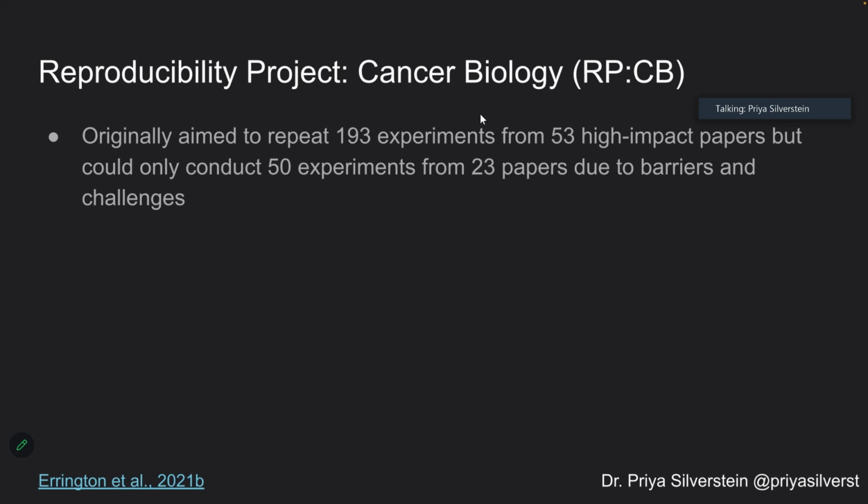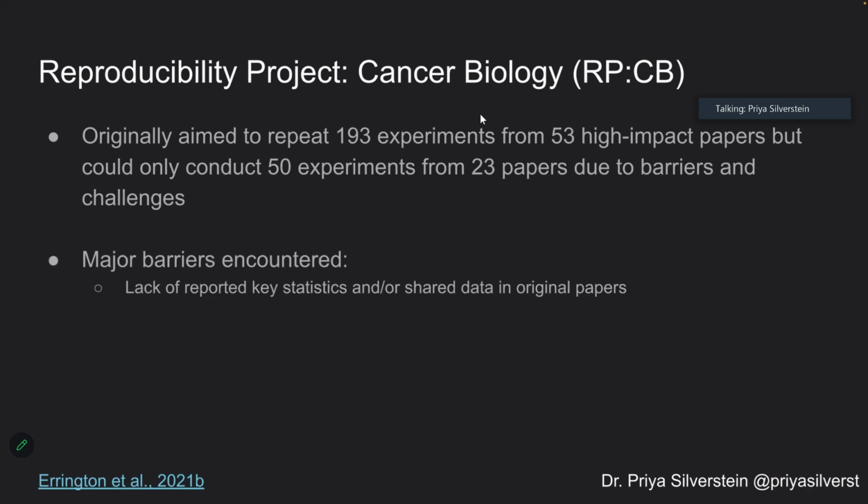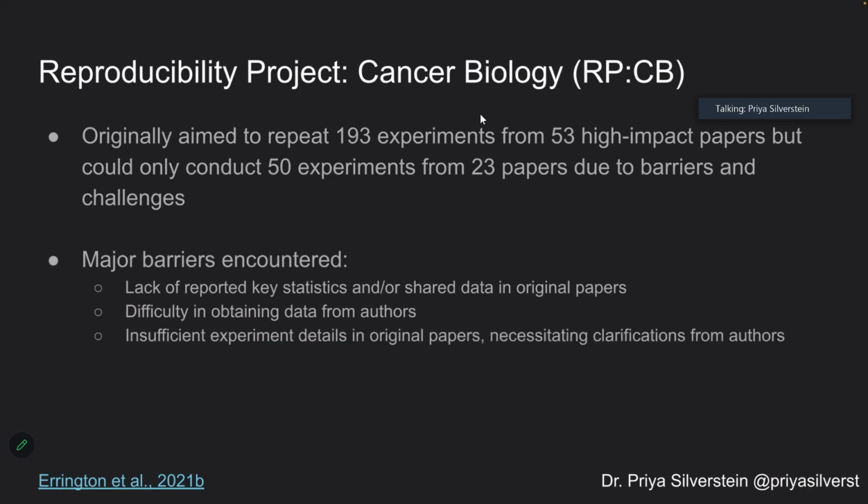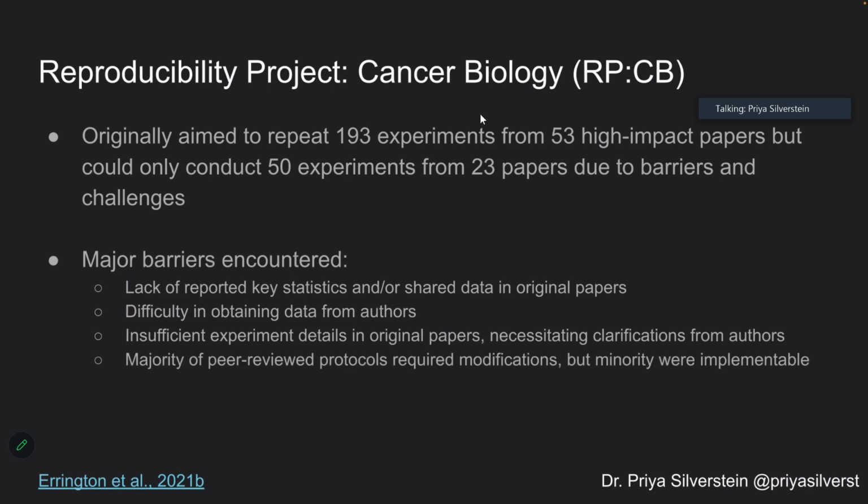And some of these are related to replicability, but a lot of them are also related to reproducibility. So I'm just going to talk about them together. The major barriers that were encountered were a lack of reported key statistics and/or shared data in the original papers, difficulty in obtaining data from authors, and insufficient experiment details in the original papers, necessitating clarifications from authors. The majority of peer-reviewed protocols required modifications, but only the minority of these were actually implementable.